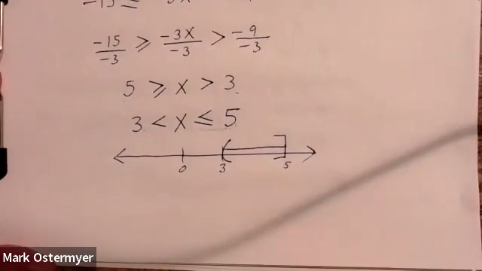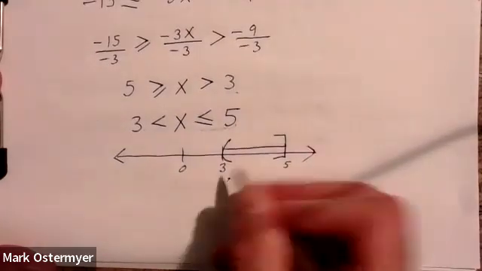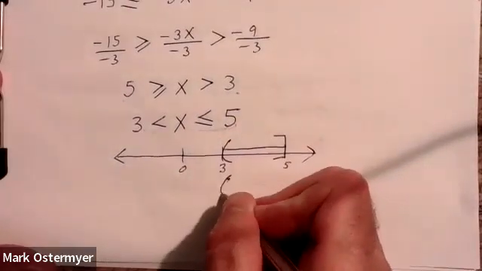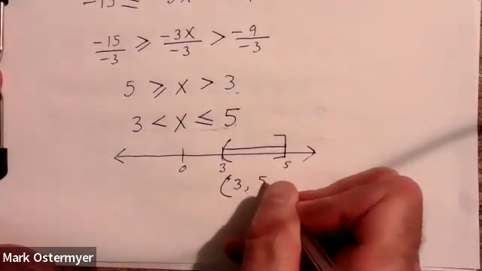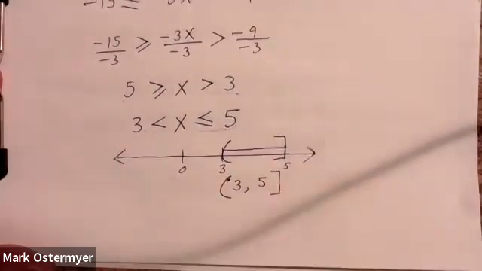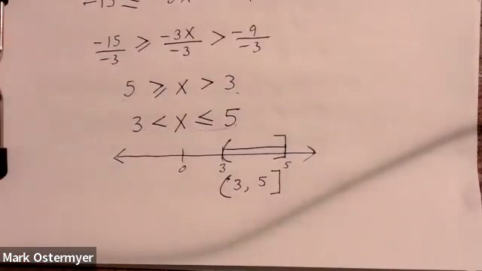To represent the solution set using interval notation, I work from left to right on the number line. So not including 3, up to 5, and including 5. There's your interval notation. Any questions on how I solve that implied compound inequality?